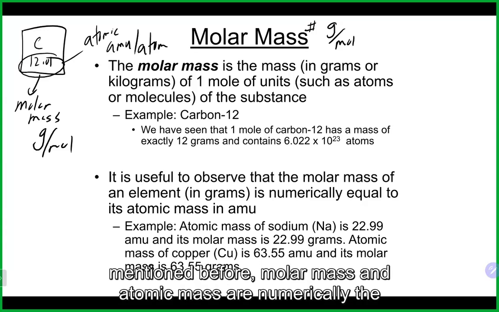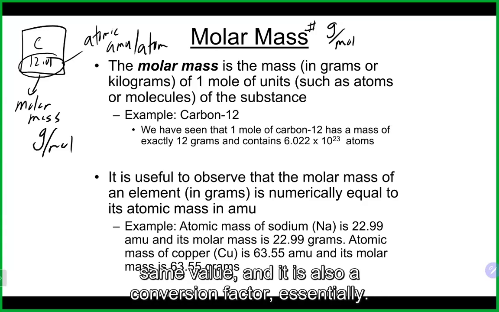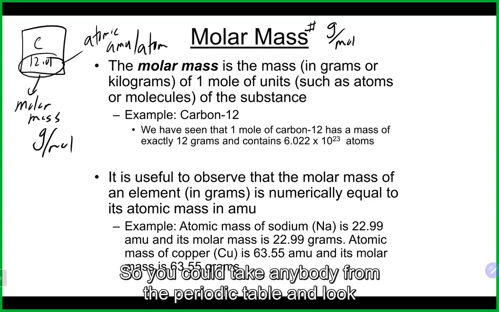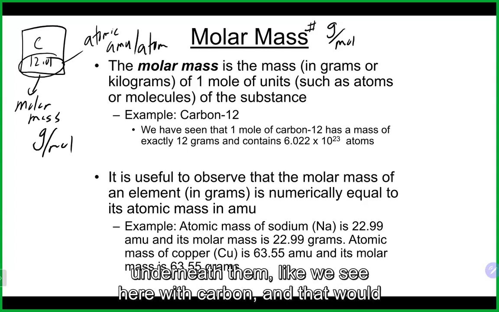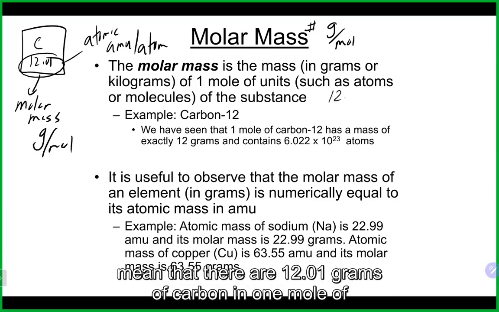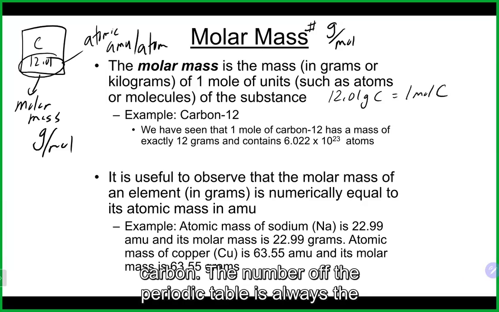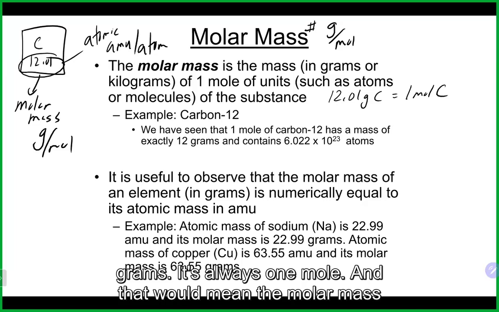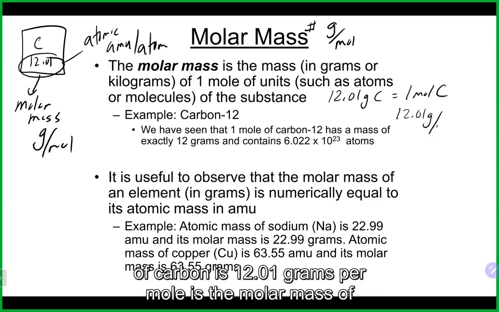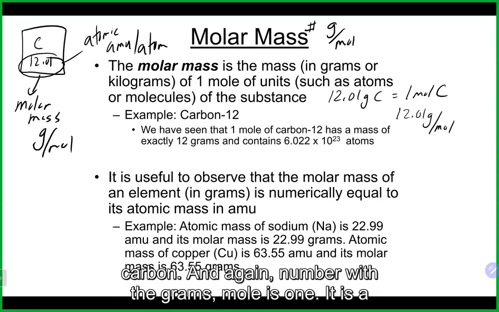Now, as I mentioned before, molar mass and atomic mass are numerically the same value. And it is also a conversion factor, essentially. So you could take anybody from the periodic table and look underneath them, like we see here with carbon. And that would mean that there are 12.01 grams of carbon and 1 mole of carbon. The number off the periodic table is always the grams. It's always 1 mole. And that would mean the molar mass of carbon is 12.01 grams per mole. And again, number with the grams, mole is 1.